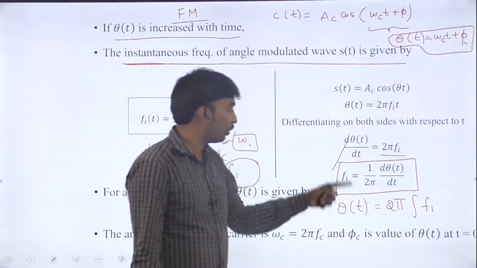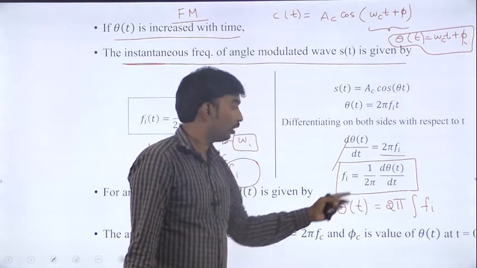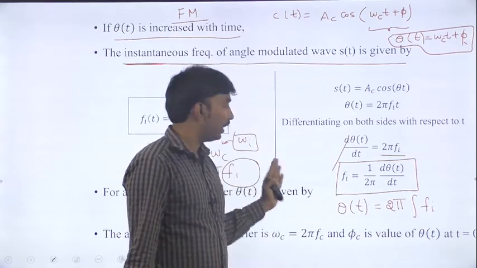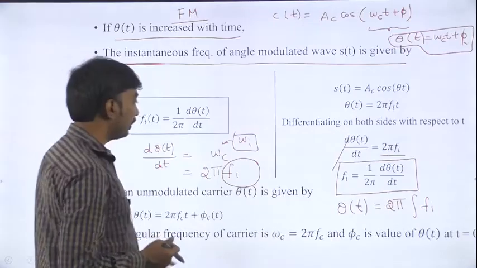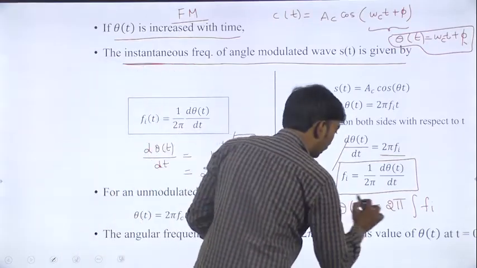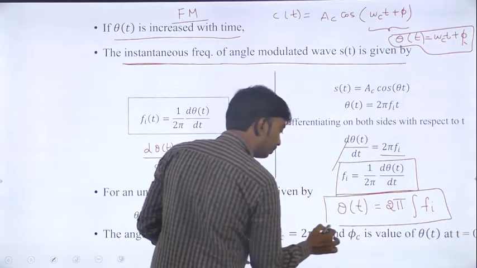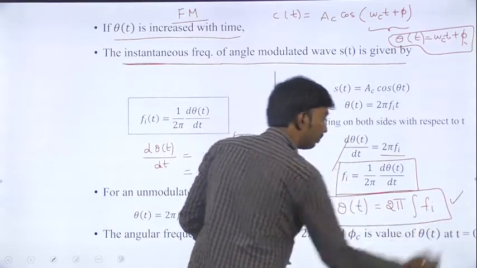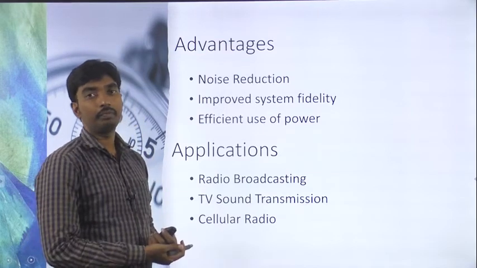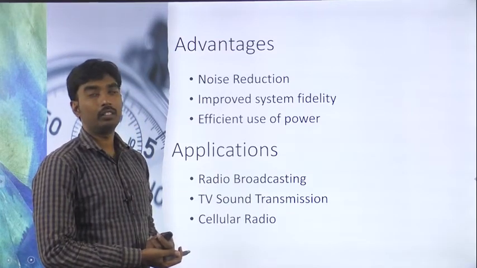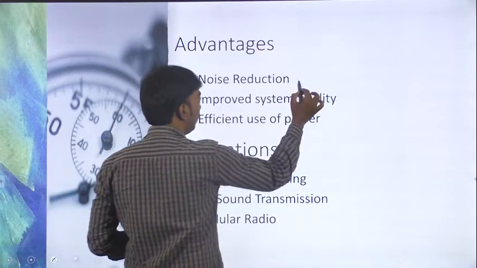So from this expression, if I want to calculate theta of t, now differentiation I am bringing here, right? That means 2 pi into integral fi. Now remember this expression, right? And what are its advantages?